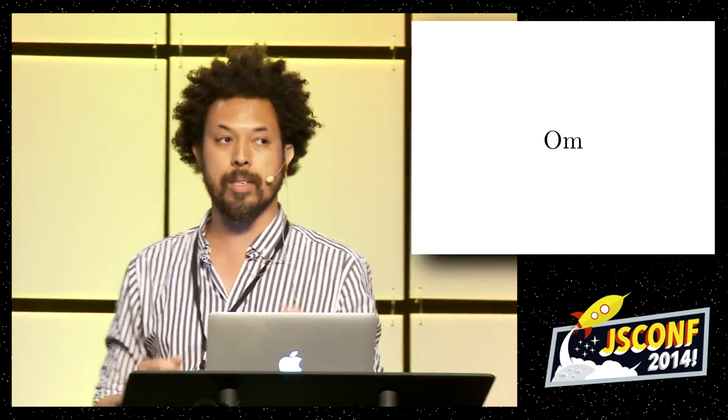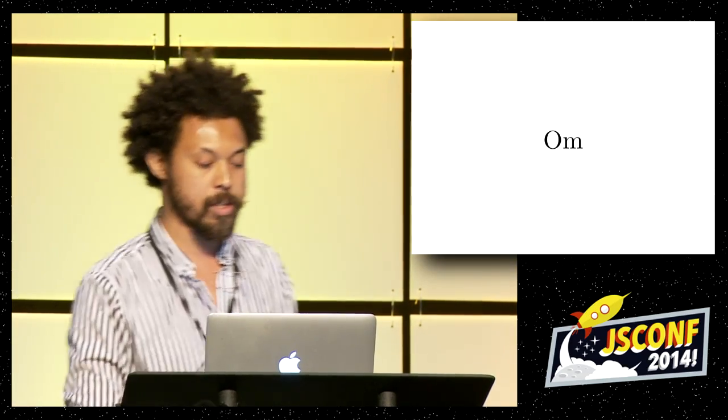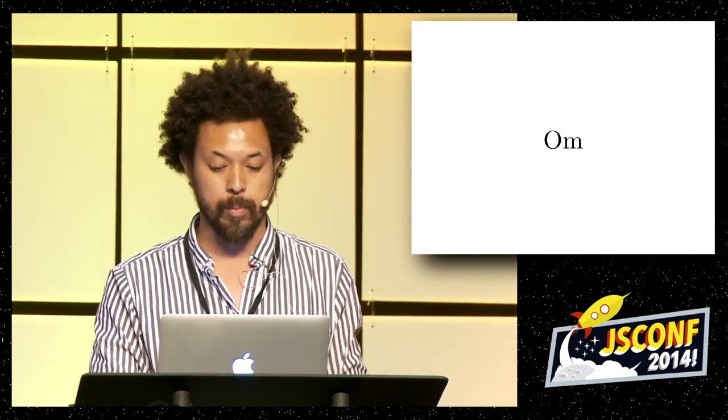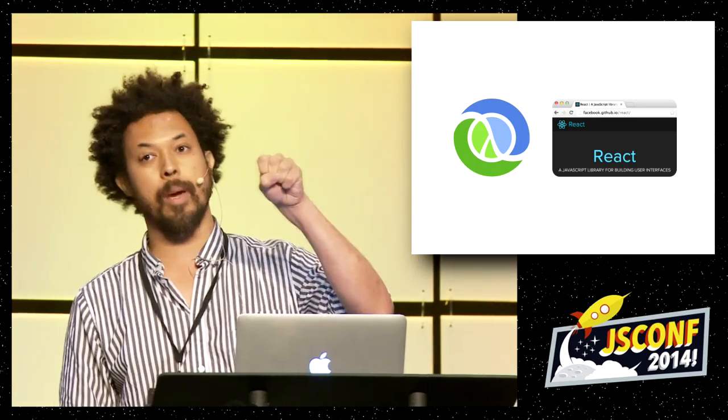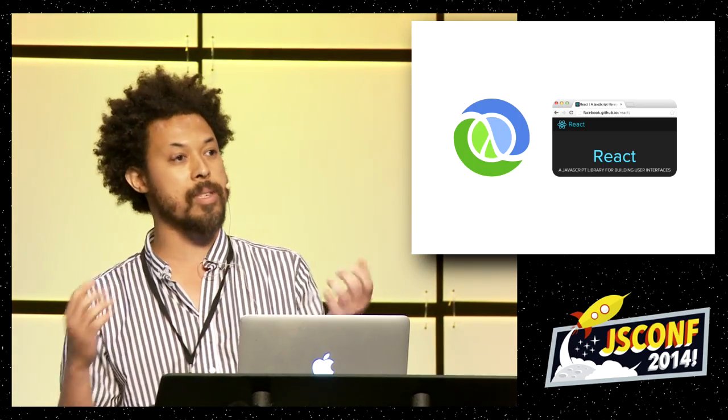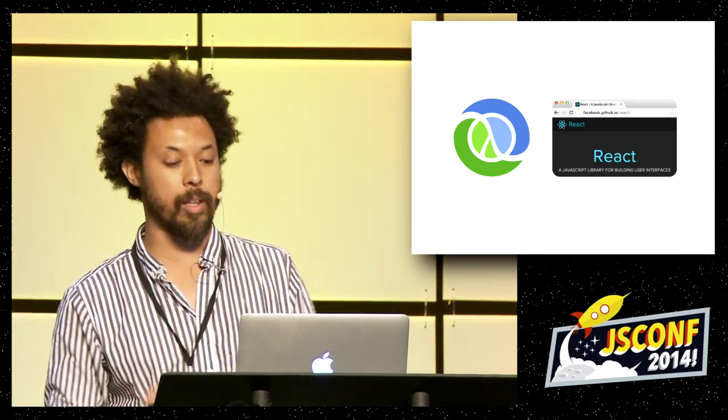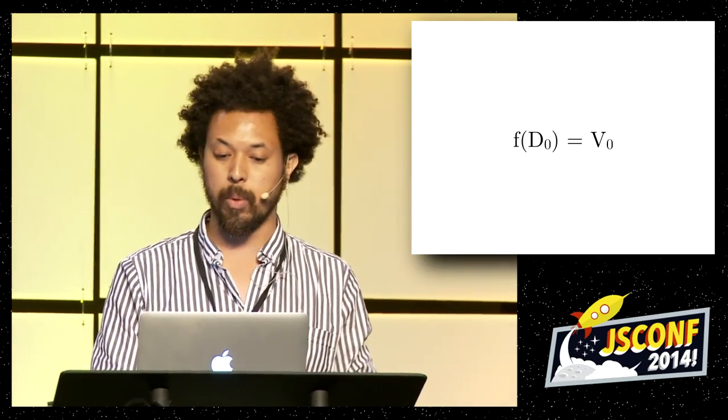So I want to see, well, what does this mean for interactive programs? So I built a library 5 months ago called Om. Maybe some of you have heard of it. It basically marries the suite of tree-based data structures with React. And it turns out that these are a really good pair. And let's talk really briefly why.